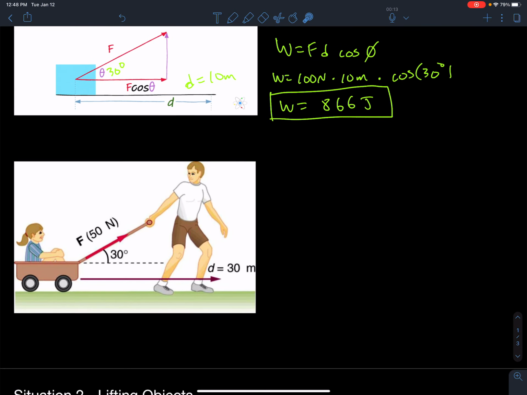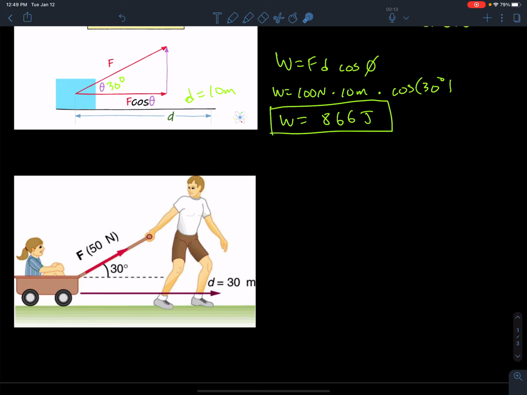Okay, so here is another question, the same situation. This man is pulling his daughter with a 50 newton force at an angle of 30 degrees, and he's pulling her for a total distance of 30 meters. So if I wanted to calculate the work, just pause this and see if you can do that.